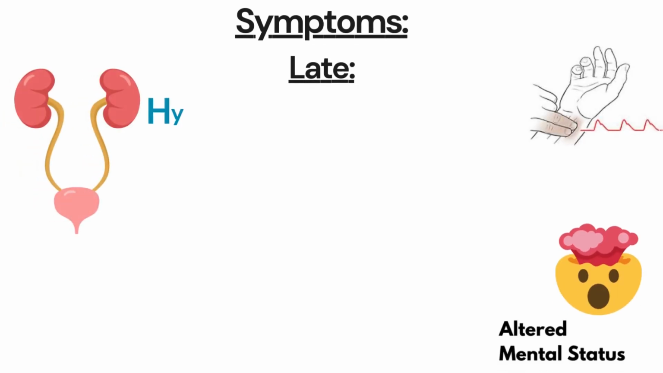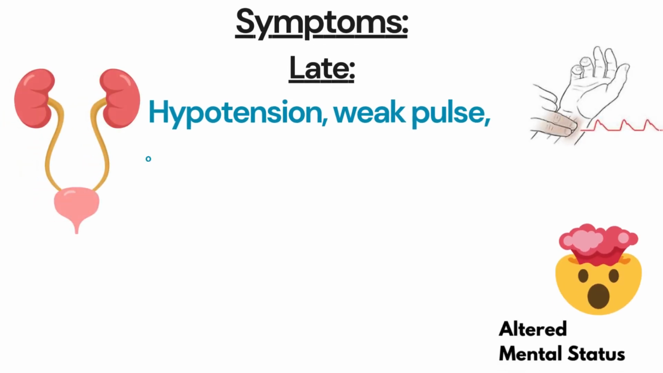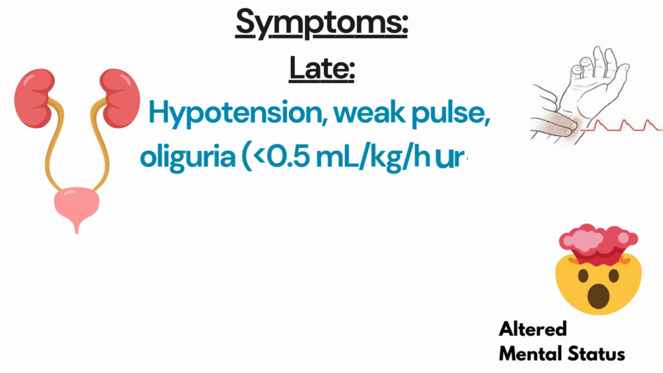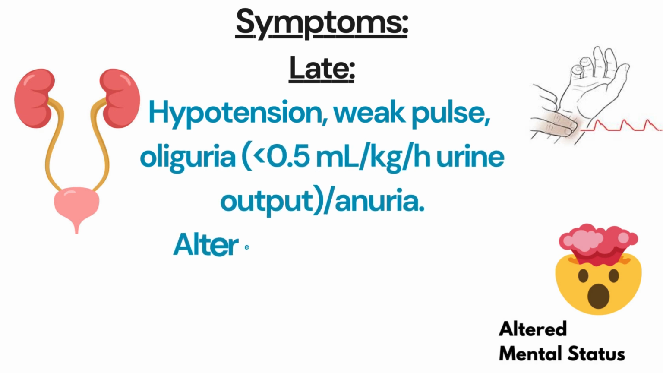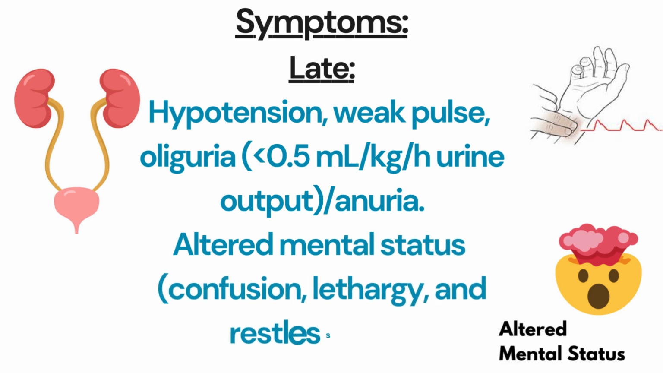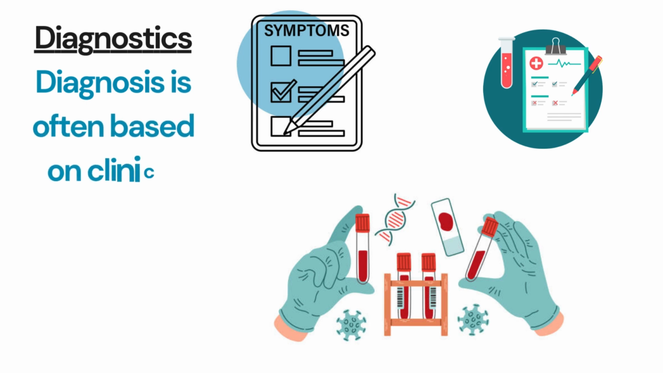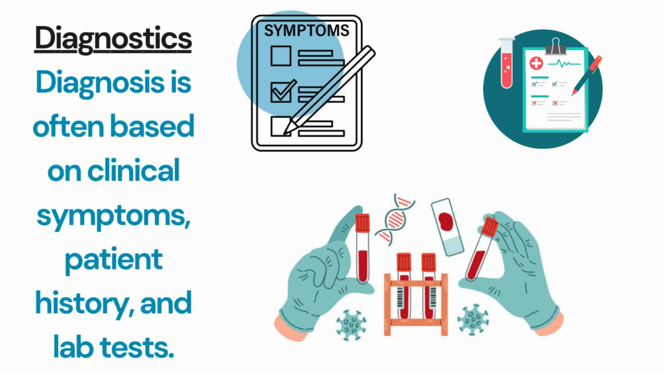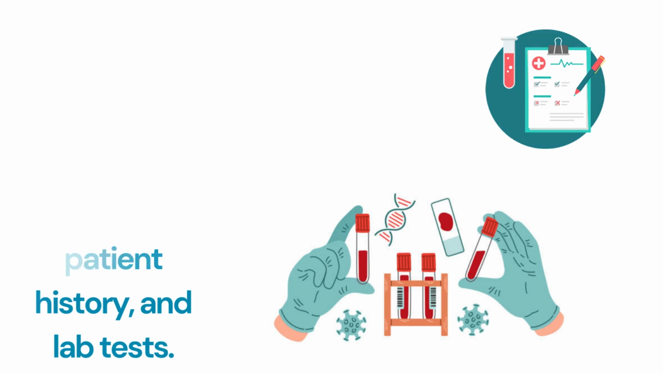Late symptoms include hypotension, weak pulse, oliguria, less than 0.5 milliliters per kilogram per hour urine output, or anuria. Altered mental status, such as confusion, lethargy, and restlessness. Diagnostics. Diagnosis is often based on clinical symptoms, patient history, and lab tests.